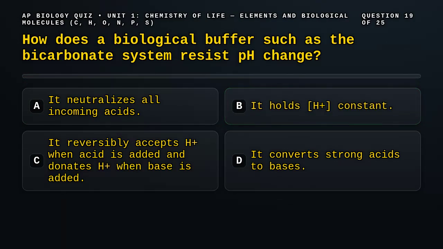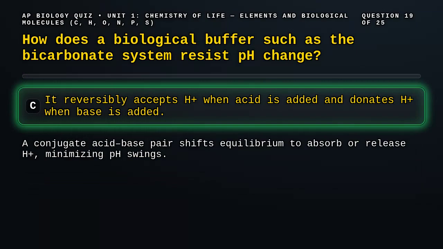Question 19. How does a biological buffer, such as the bicarbonate system, resist pH change? A. It neutralizes all incoming acids. B. It holds hydrogen ion concentration constant. C. It reversibly accepts H+ when acid is added and donates H+ when base is added. D. It converts strong acids to bases. Correct answer, C. Conjugate acid-base pairs buffer solutions by shifting equilibrium to bind or release H+, minimizing swings in pH around a set point.